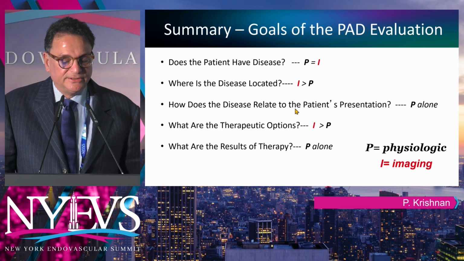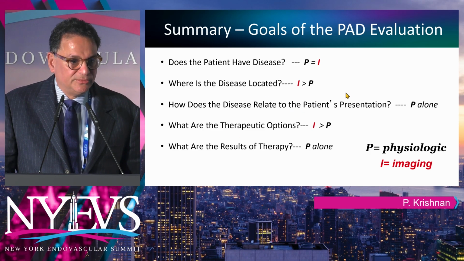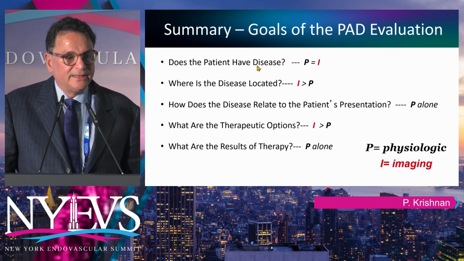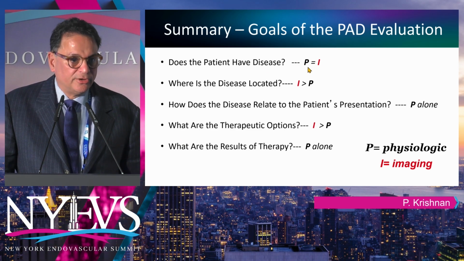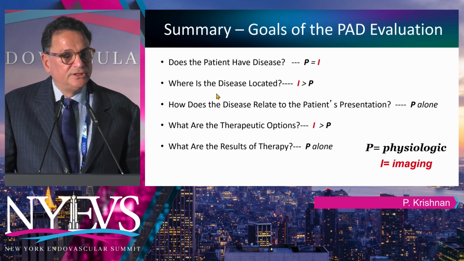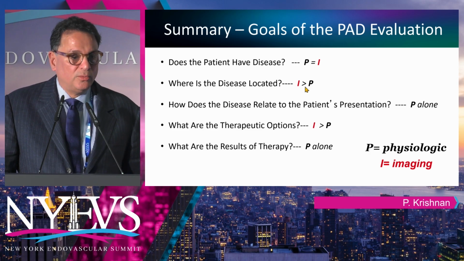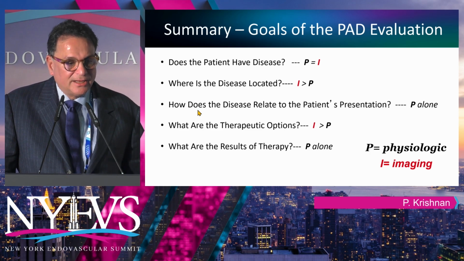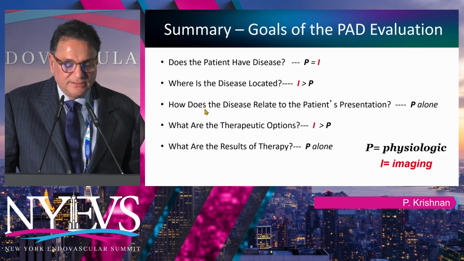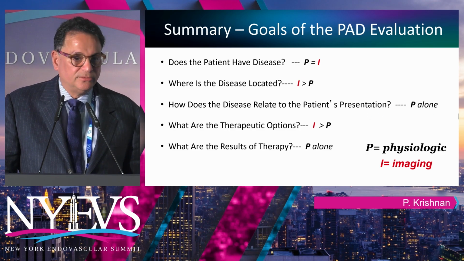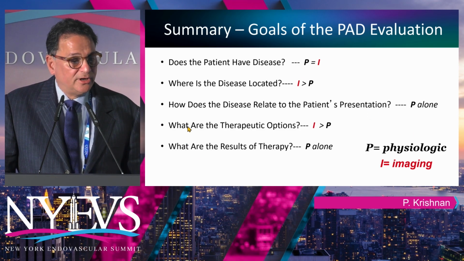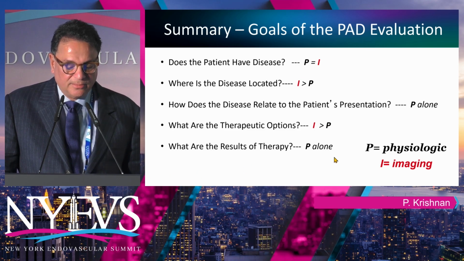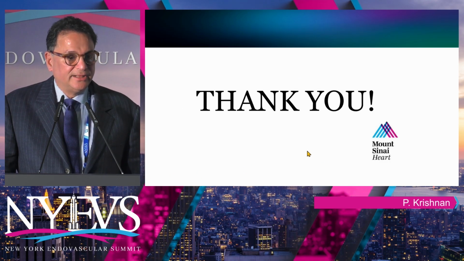Does the patient have disease? Physiology equals imaging. So in this case, if you want to just make a diagnosis of just disease, you can do both, but I prefer you do physiology if you have any doubt. Where is the disease located? Imaging always trumps physiology. This is the most important thing. Even if you have blockage, doesn't mean you have symptoms. So does the disease relate to the patient's presentation? Always physiology alone. What are the therapeutic options for this patient? Imaging is greater than physiology. And what are the results of therapy? Physiology alone.